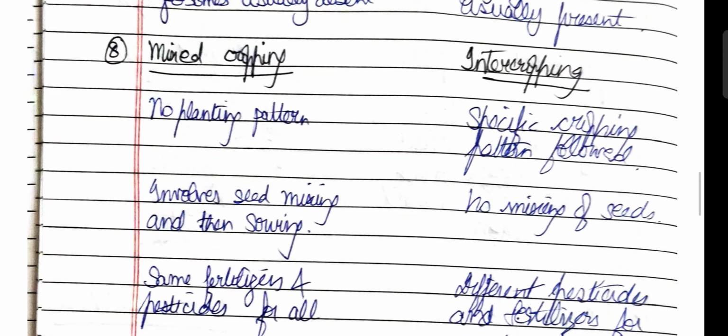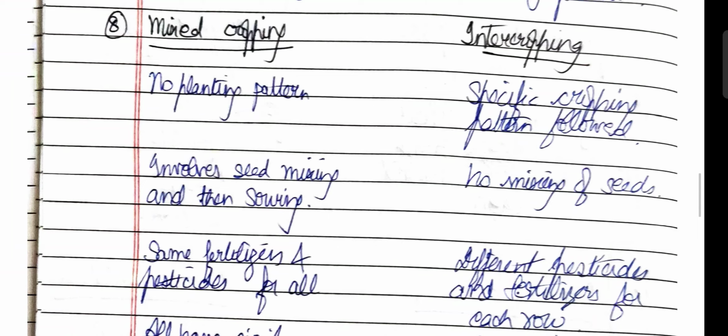Then the next question is regarding the difference between mixed cropping and intercropping. What happens is that no particular planting pattern is followed in mixed cropping, whereas in intercropping there are specific strips of crops. For example, the first strip is of the first crop, then the second strip will be of the second crop. So if a specific cropping pattern is followed, it comes under intercropping.